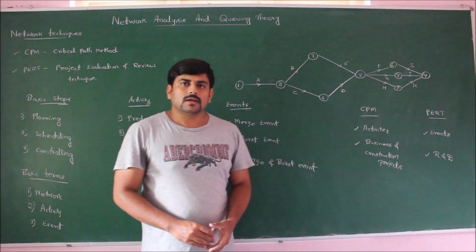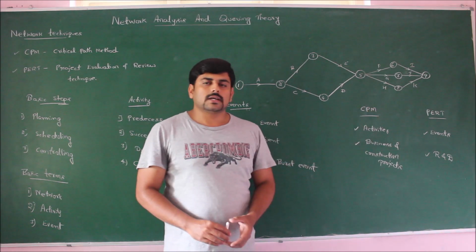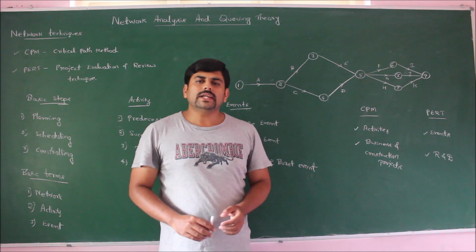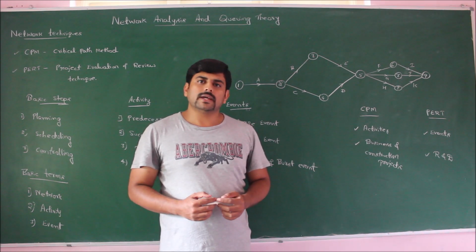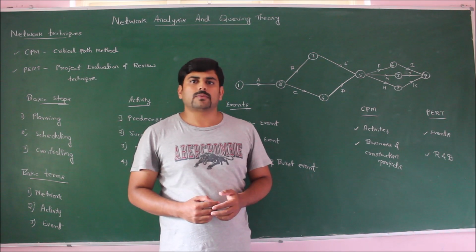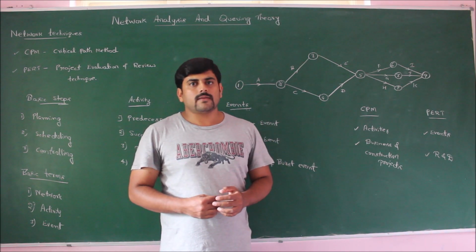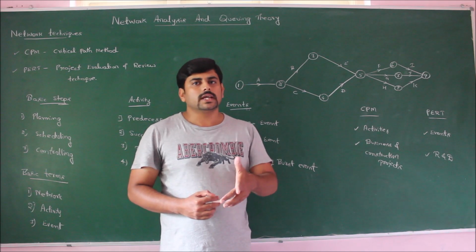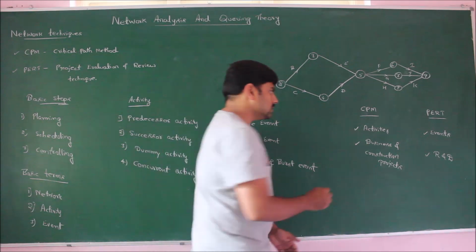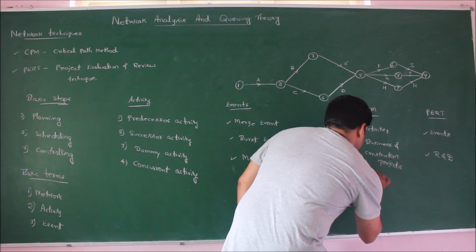With respect to time, critical path method is deterministic, whereas PERT is probabilistic. What I mean to say is that if I use critical path method, I can determine at what time I can complete a project, whereas in the case of project evaluation and review technique, we can say the probability of success or failure within the given time duration. That is, with respect to time, CPM is deterministic.